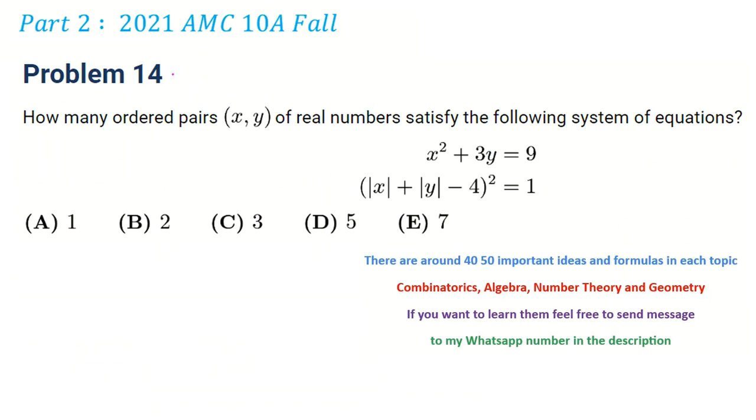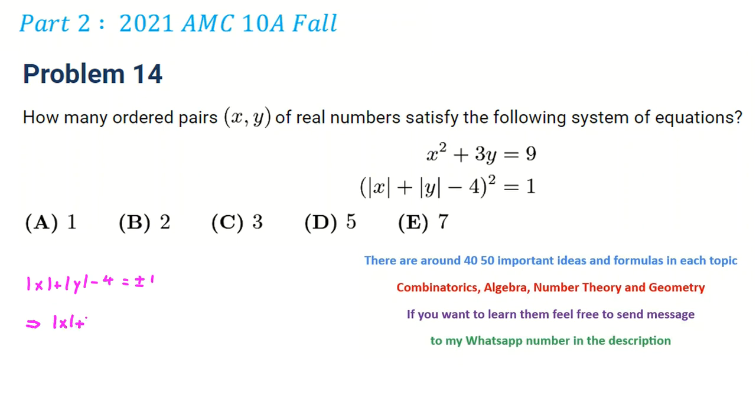Okay, problem 14 of AMC 10. How many ordered pairs (x, y) of real numbers satisfy the following system of equations: x squared plus 3y equals 9 and (absolute value of x plus absolute value of y minus 4) all squared is 1. Okay, in these types of problems, we also had a similar problem in AMC 2023. One equation is most of the time better. Which equation here is better to work with to start with? Second equation. We can say absolute value of x plus absolute value of y minus 4 is what? Because this squared is 1, it can be plus minus 1.